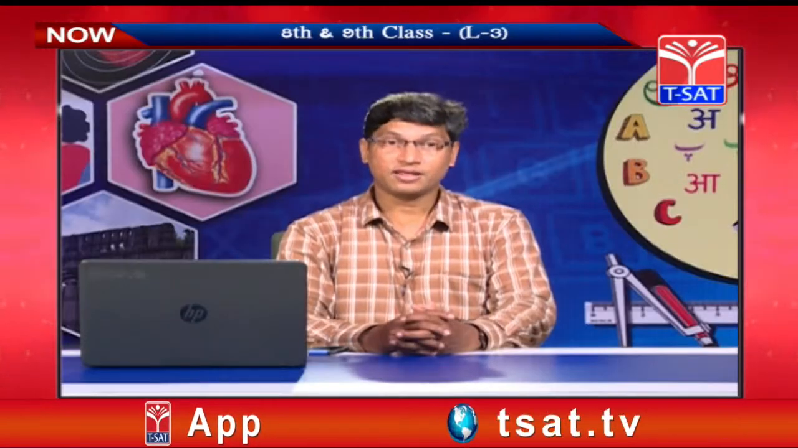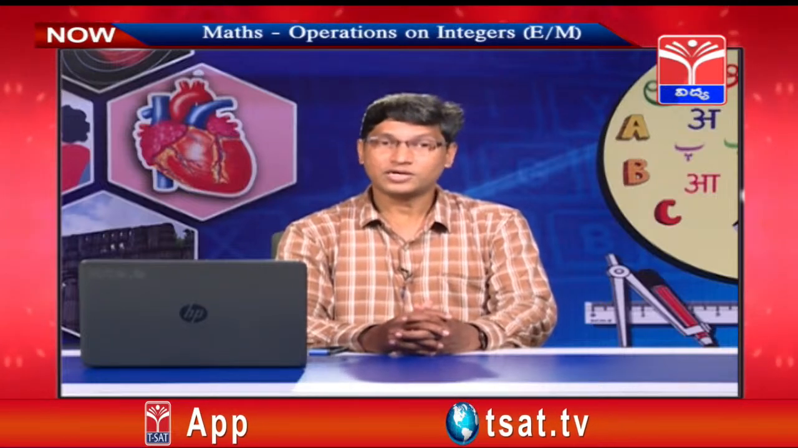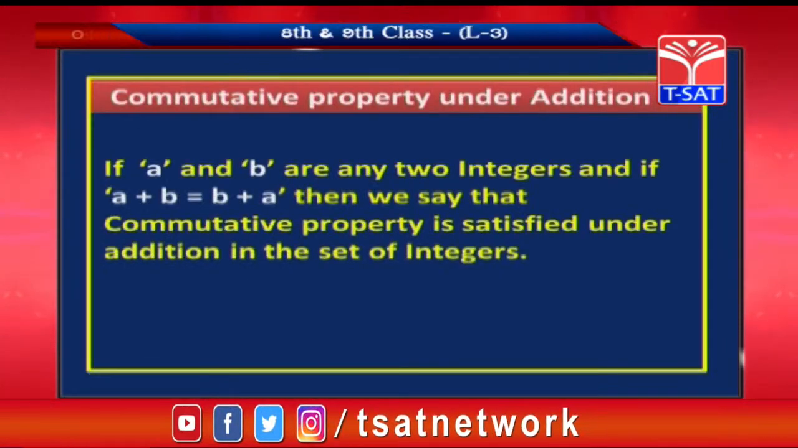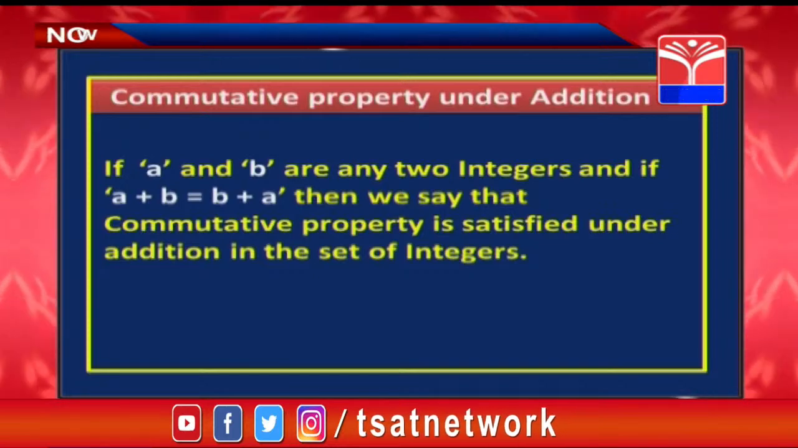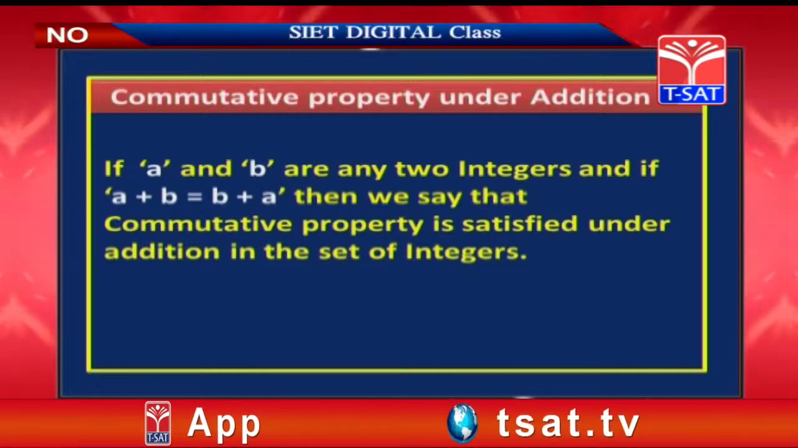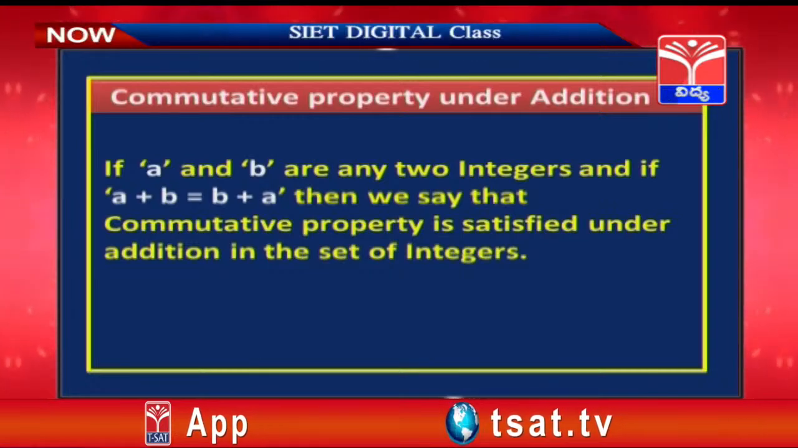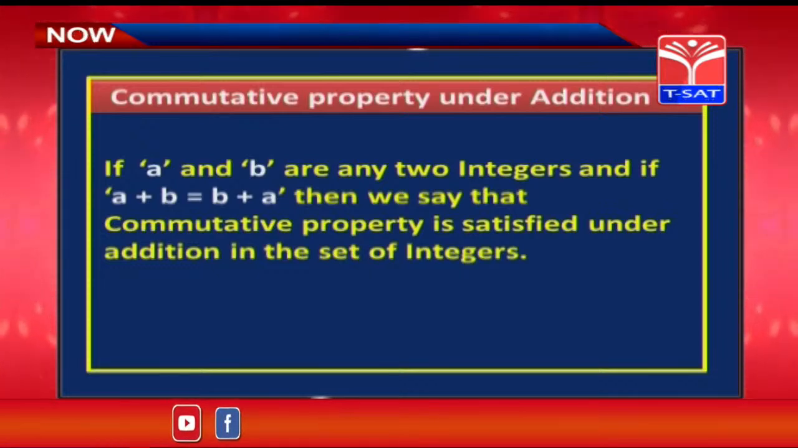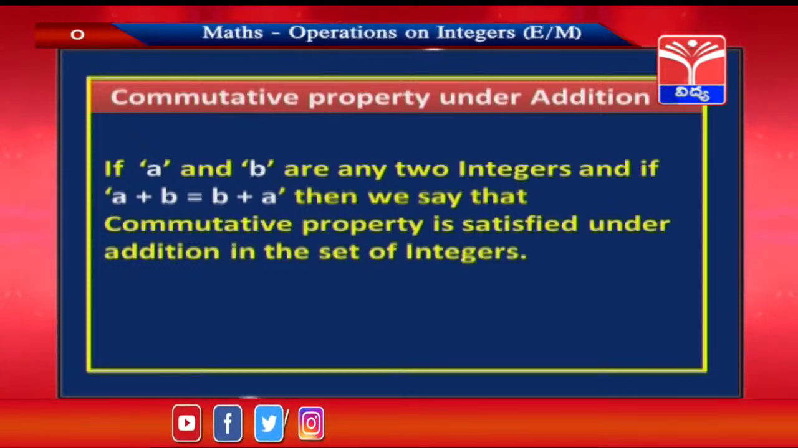So, children, we have seen examples of commutative property, isn't it? It is very simple and easy. Now, let us see what actually the property is. Commutative property under addition states that if a and b are any two integers and if a plus b equals b plus a, then we say that commutative property is satisfied under addition in the set of integers. Now let us move on to another property, children.